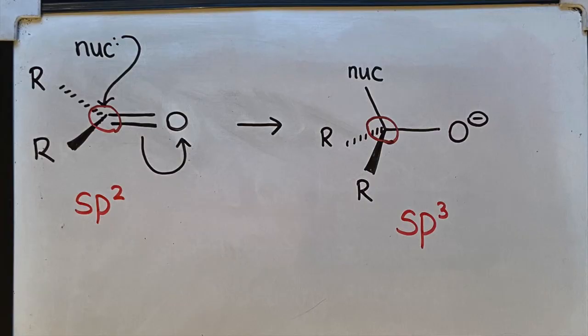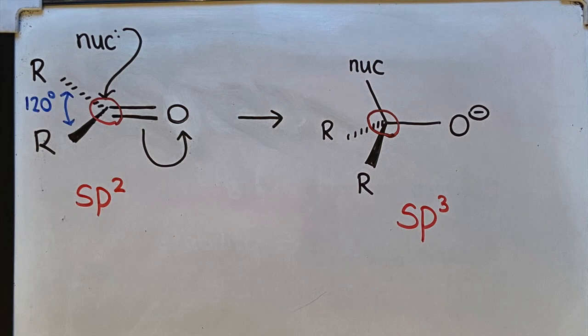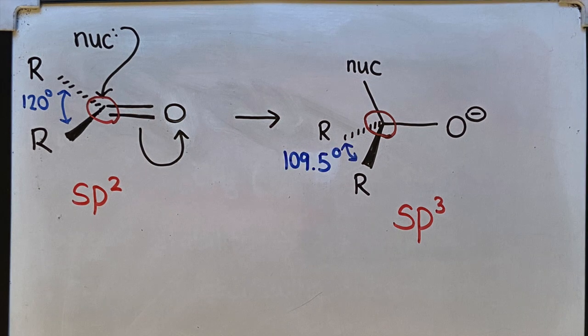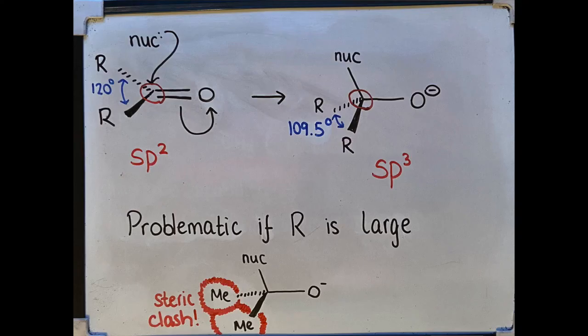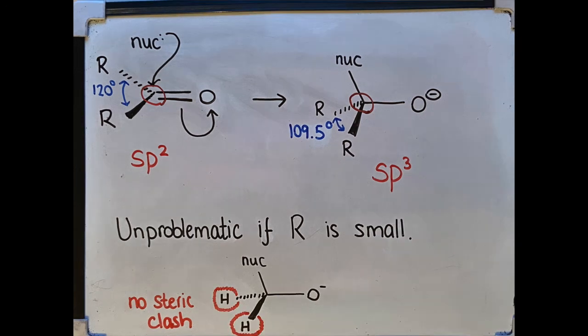In the reaction, we move from an sp2 hybridized trigonal planar compound to a sp3 hybridized tetrahedral compound. In the carbonyl compound, the substituents are 120 degrees apart, whereas in the addition product, they are approximately 109.5 degrees apart. This can be problematic if the substituents are large, bulky groups. Unfavorable steric clashes between the electron clouds of the large groups can occur. Smaller substituents, such as the hydrogen atoms, are unproblematic as there is no concern about steric clash. So why does all of this matter?